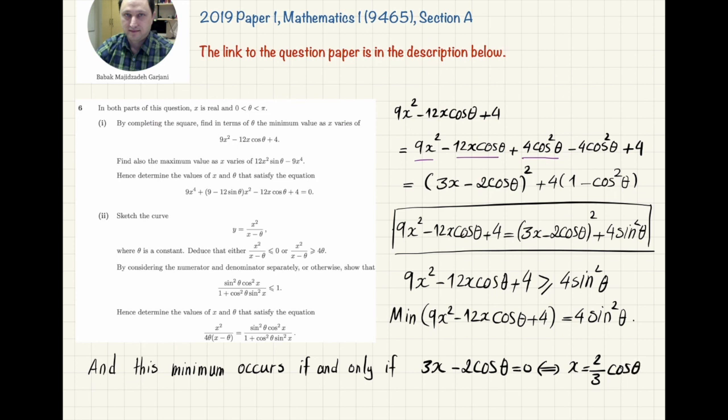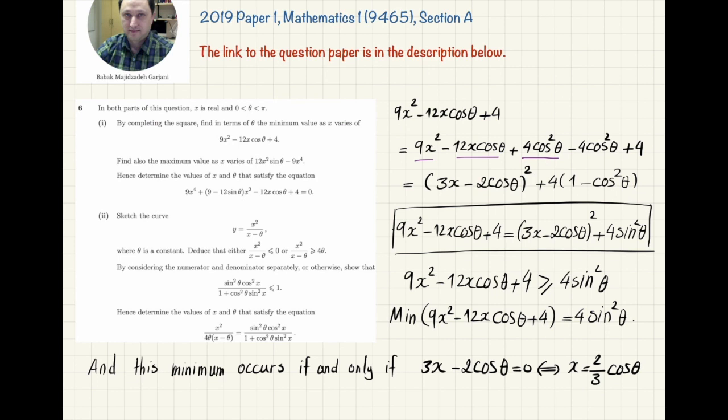Okay, so what we answered is that this is the minimum value required by the question, and then when this minimum occurs, for the next part it would be needed, you will see. So I am seeing that, okay, this becomes equal to that, this is the minimum, and this minimum is obtained if this x is equal to 2 over 3 times cosine theta.